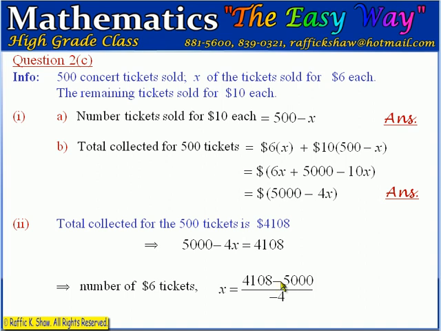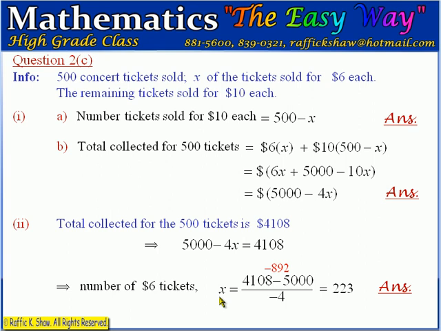That will leave x as a subject, and this expression on the numerator reduces to negative 892. 4,108 minus 5,000 is equal to negative 892. This negative will cancel this negative here, and then the 892 divided by 4 will be equal to 223. It means that x is equal to 223, and remember, x is the number of $6 tickets sold, and so that's the answer for part 2 of this question 2C.